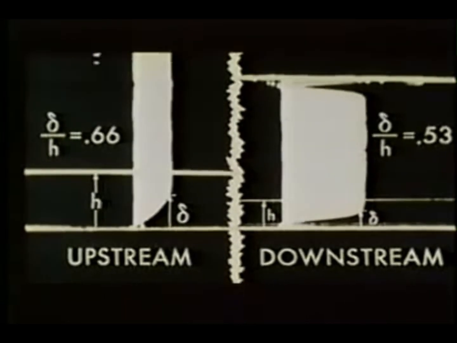Using vorticity arguments, we can see that the vorticity added to the boundary layer by the contraction has had little time to diffuse. So downstream, a larger percentage of the total vorticity is nearer the wall. This results in a relatively thinner boundary layer and higher wall shear stress.